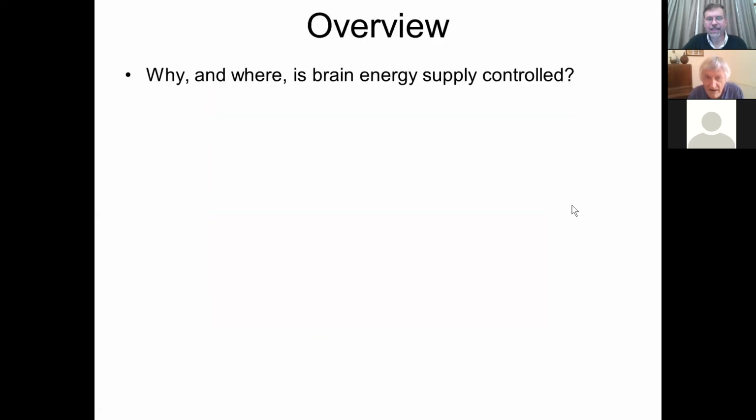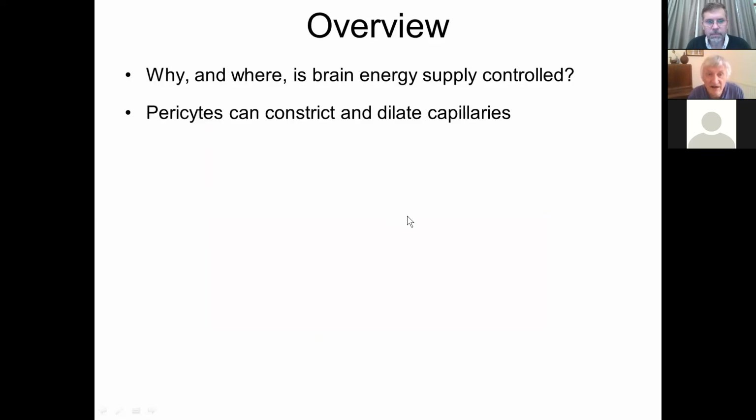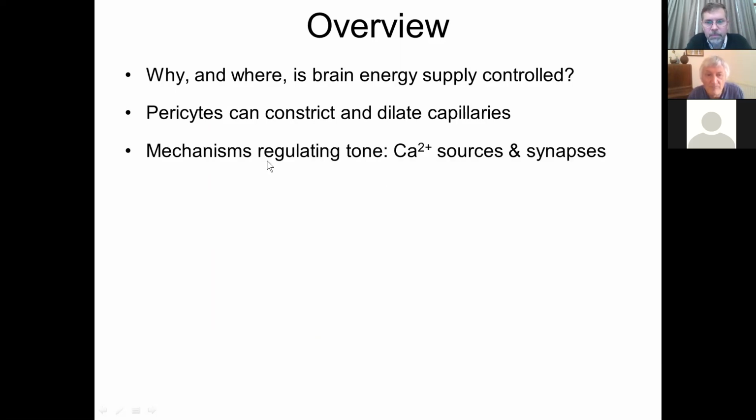And I'm going to start out by looking at why and where brain energy supply is controlled. I'll show you that pericytes on capillaries can constrict and dilate these vessels and look at the mechanisms which regulate their tone, that's sources of calcium and the synapses controlling that calcium.